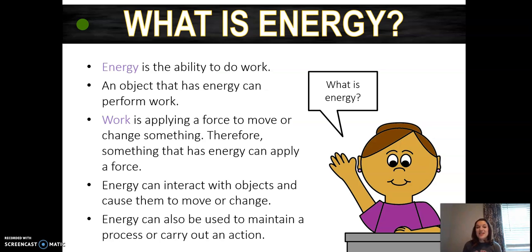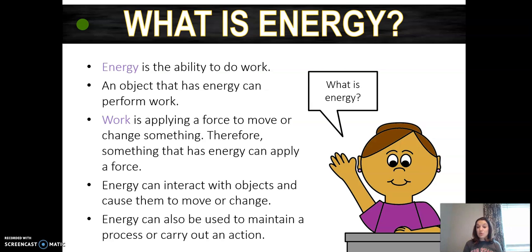Our topic is energy, and keeping it short and sweet, energy is the ability to do work. So we talked about this a little bit with ecology. If an organism is going to be able to do its life processes, maybe it's photosynthesis, cellular respiration, maybe it's hunting or performing the role of its niche, it needs to have energy stored in order to do the work.